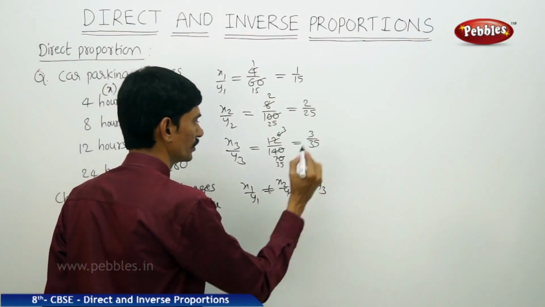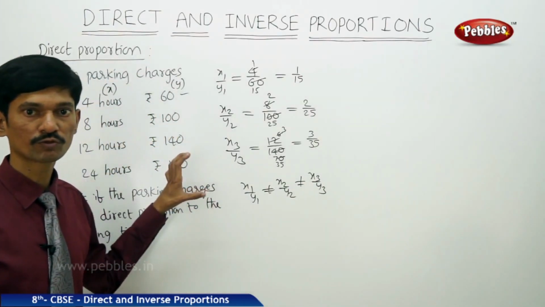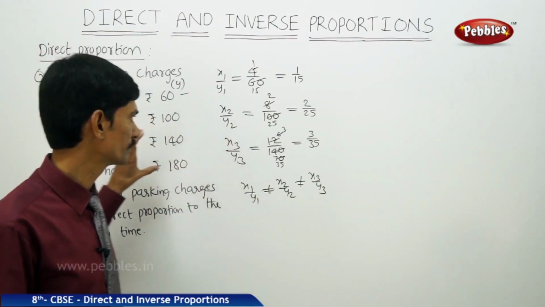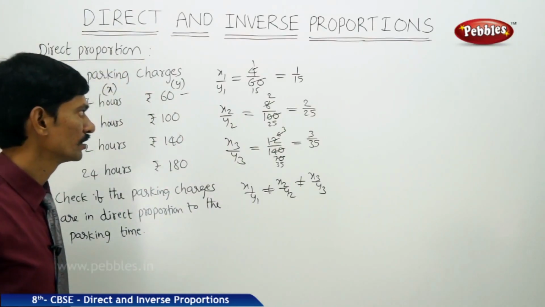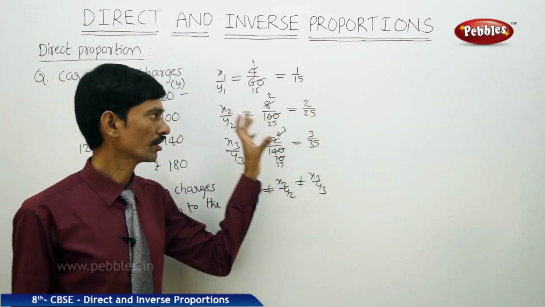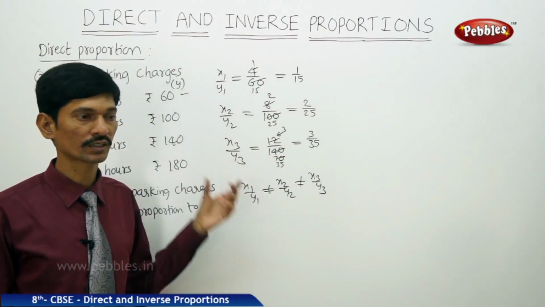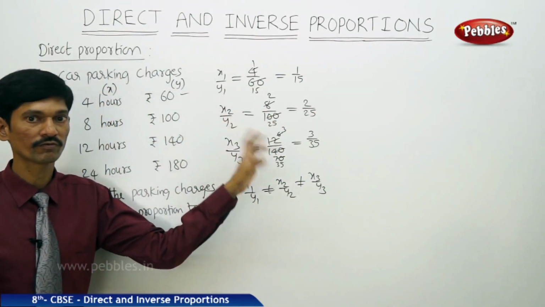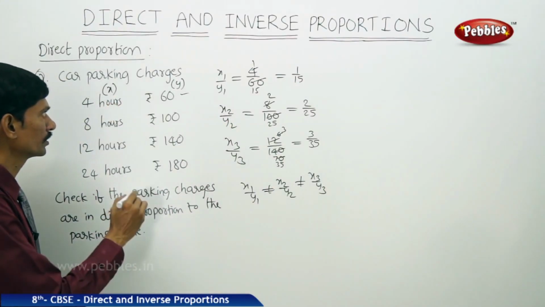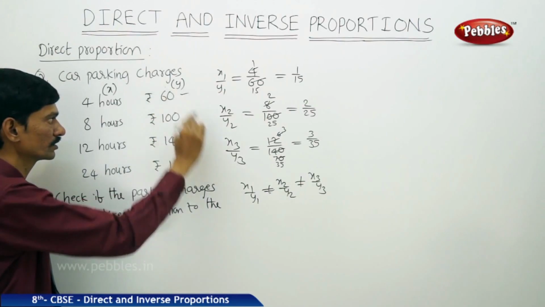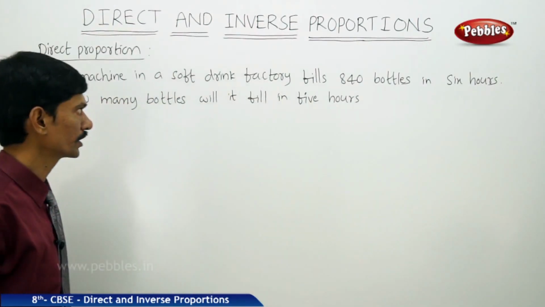by y3. So the ratio between the first quantity and the second quantity is not a constant in all the cases. So we can say that x is not directly proportional to y, or the car parking charges are not in direct proportion to the parking time. Now let us see the next question.